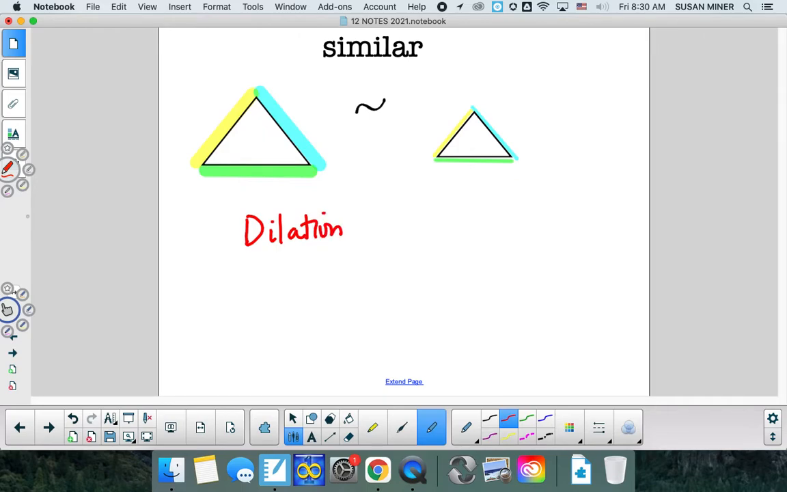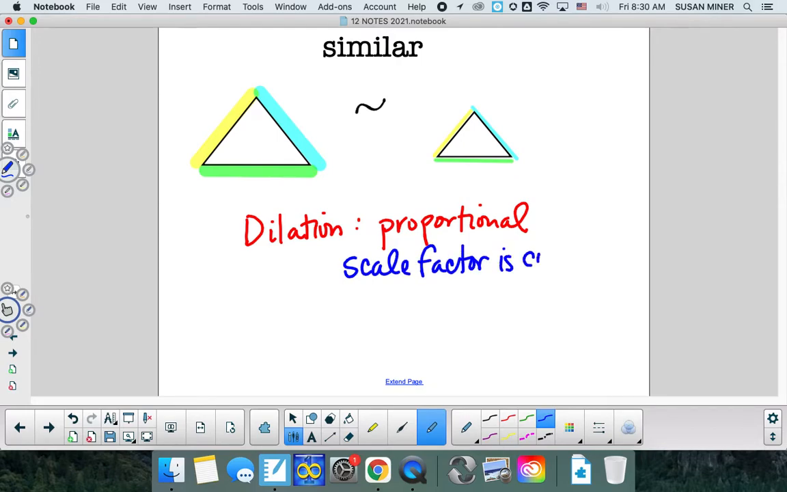However, when I perform a dilation, what happens is I have what are called similar shapes afterwards. And whether I'm going from big to little or from little to big, those shapes stay similar but proportional. And what that word proportional means is that they have a common factor. And the common factor that they have is the scale factor. And it's common to both.